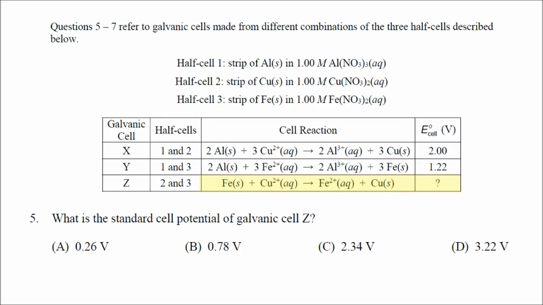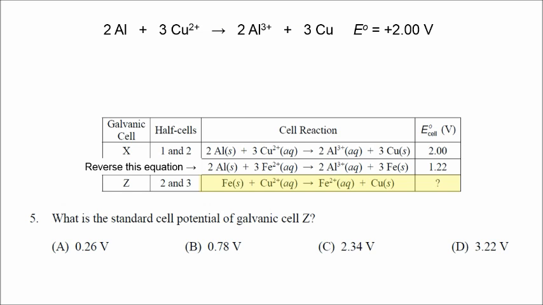Let's take a look at the two reactions for which the cell potential is known, and can we combine those two reactions together in such a way that we can figure this out? Well, if I reverse this equation to get the iron solid on the left and the iron 2+ ions on the right, that would be a good start.